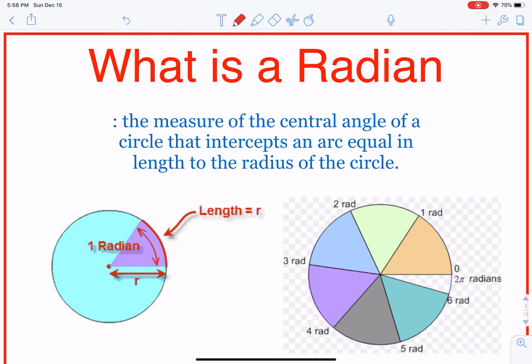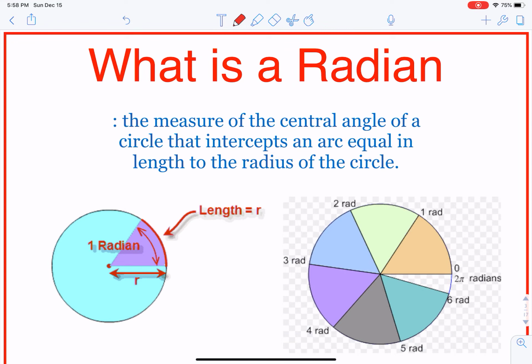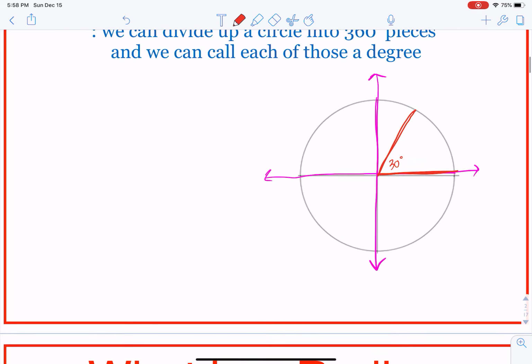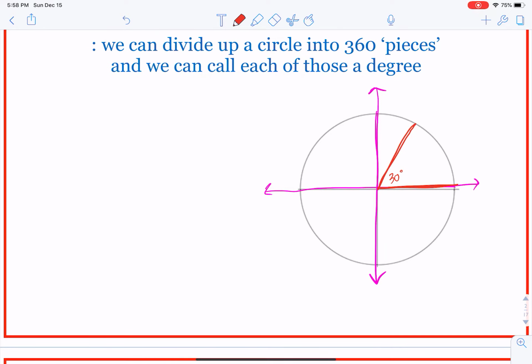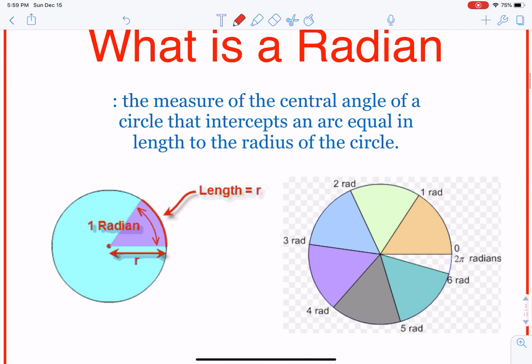A radian is similar to a degree in the way that it measures a central angle of a circle. So up here we were talking about degrees, chopping up a circle into 360 pieces and calling each of those a degree. A radian also measures an angle in a circle, but the radian measure deals with the length of the radius of the circle. Whereas here, it doesn't matter how large or how small our circle is, right? We could have a very large circle here, and this angle that I could draw here would still represent 30 degrees.